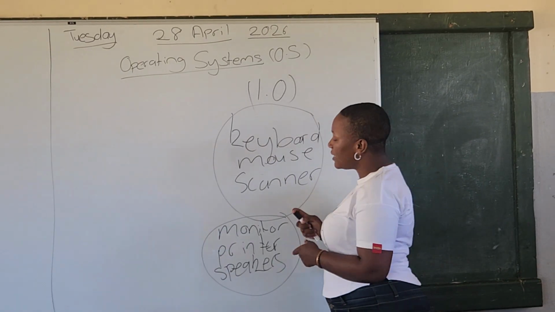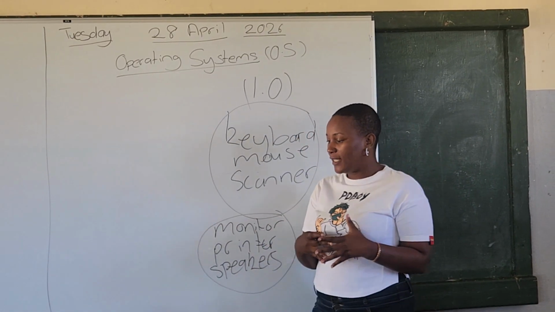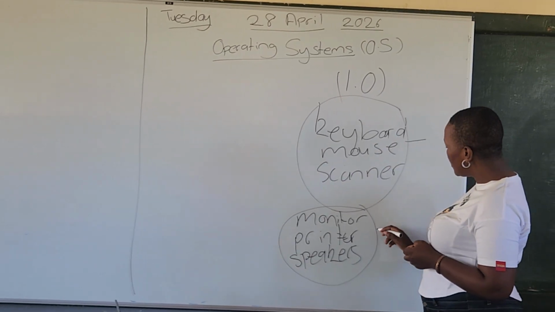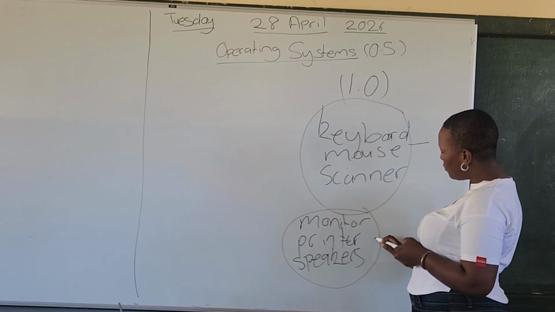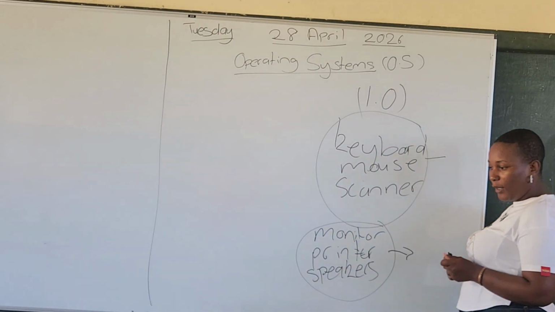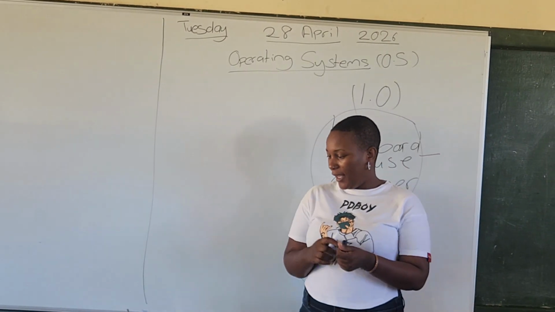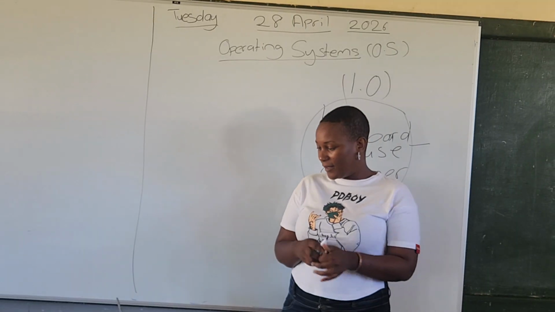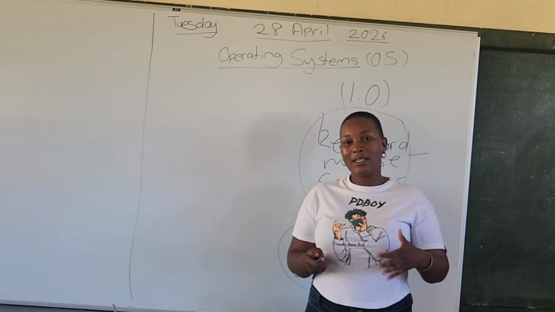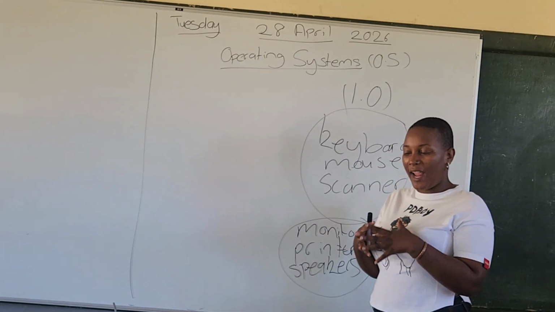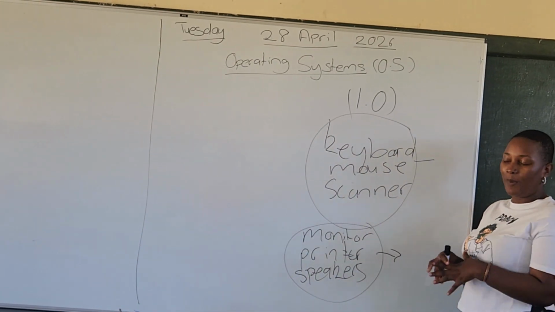The operating system controls how data is received and how the results are sent out through the output devices. For example, let us give you a school example. A student types an assignment using a keyboard, which is an input device, and prints it out using a printer, which is an output device. The operating system controls both actions so they work properly.